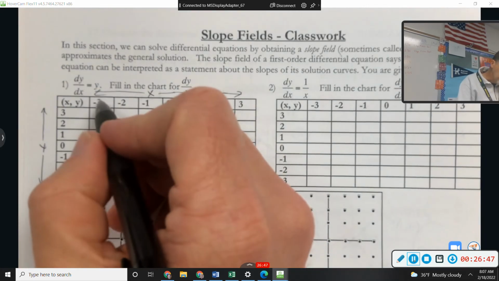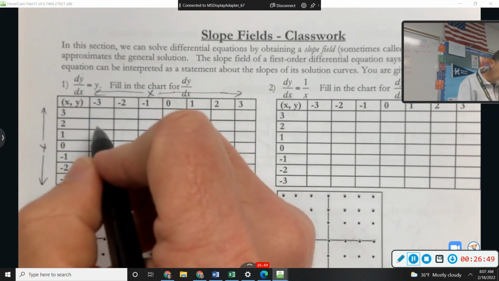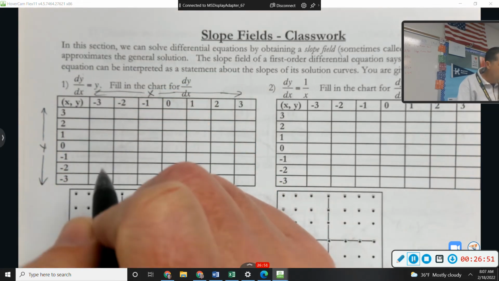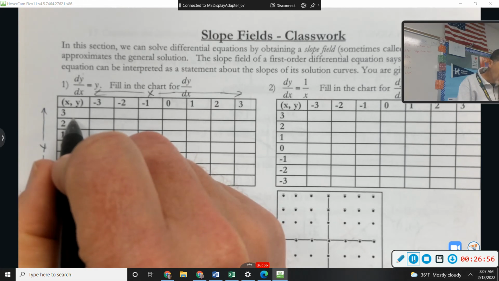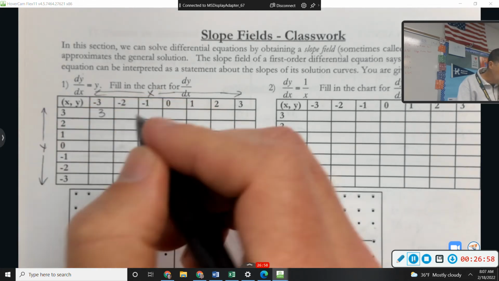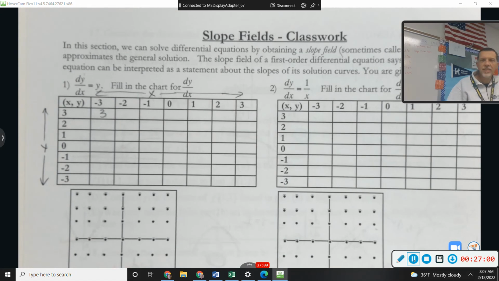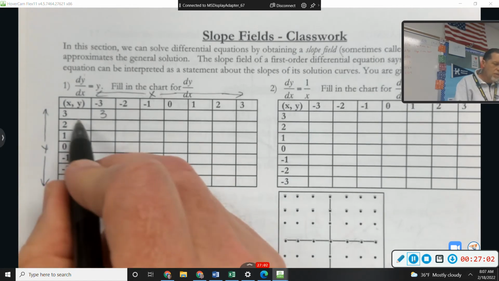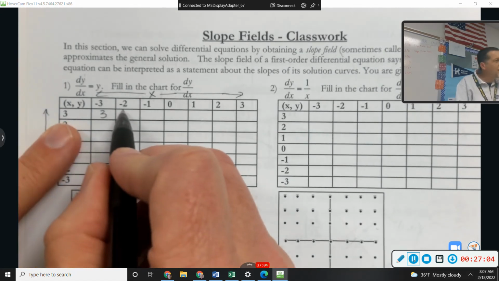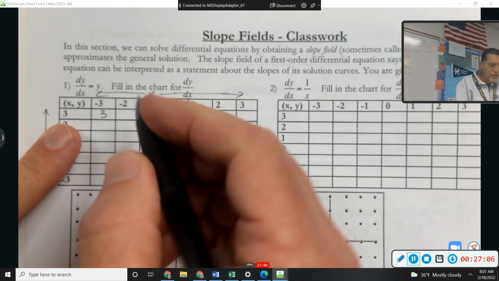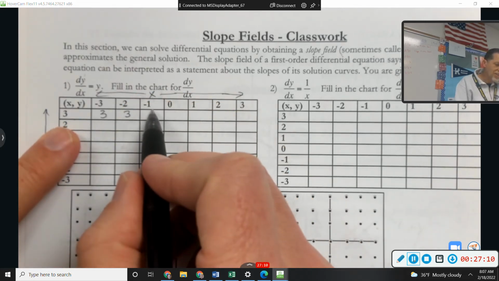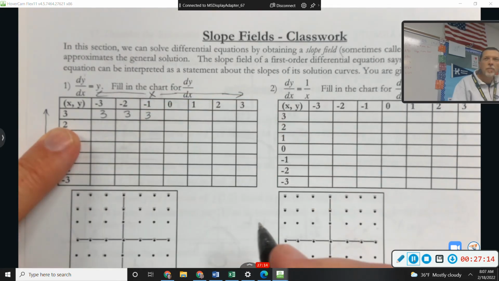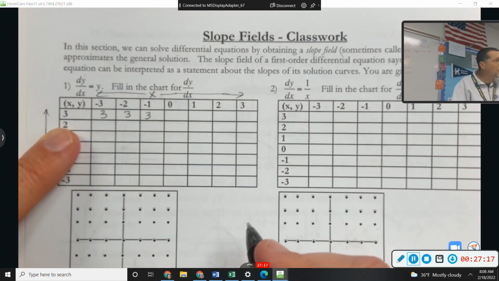So let's see, if dy/dx equals y, and y is 3, then the slope is 3. What about if y is 3 and x is negative 2? The slope is 3. What about if y is 3 and x is negative 1? The slope is 3. Stop me whenever you figure out what's going on here on this row.